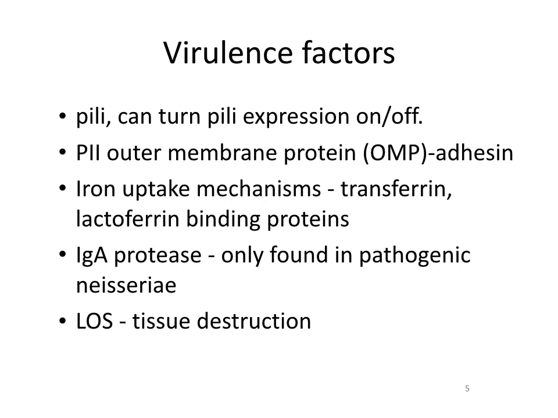There are important virulence factors, the pili or the fimbriae, which the organism can use to attach to mucosal surfaces. They can mutate, for example, and can turn pili expression on and off. The P2 outer membrane protein, adhesin, serves also to attach the organism together with the pili to mucosal surfaces. They also have transferrin and lactoferrin binding proteins, which are iron uptake mechanisms.